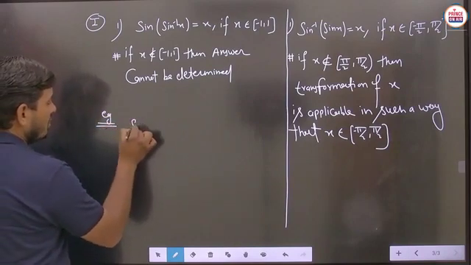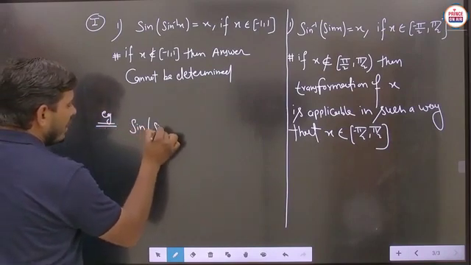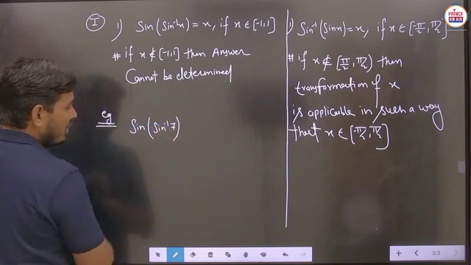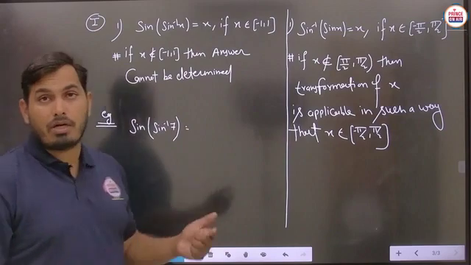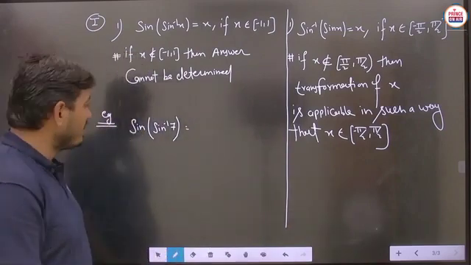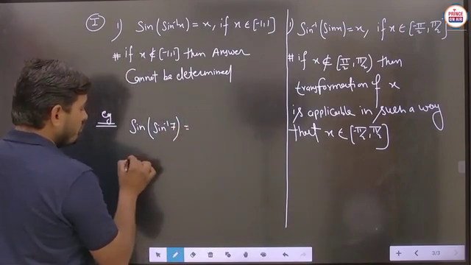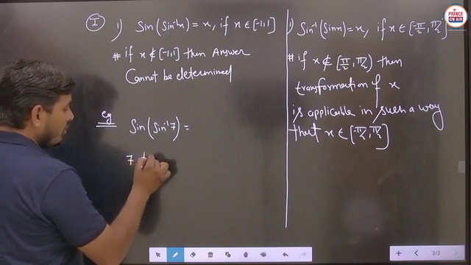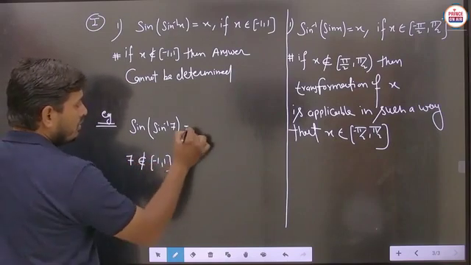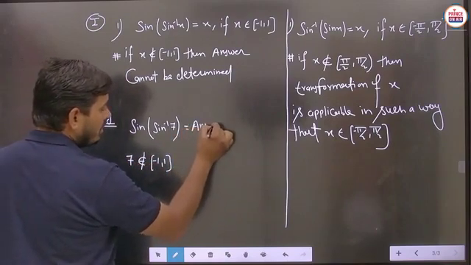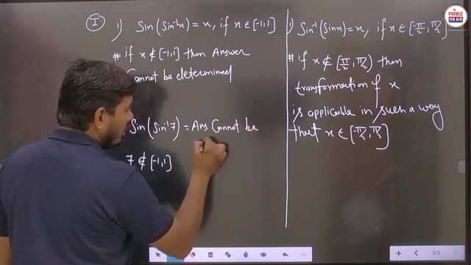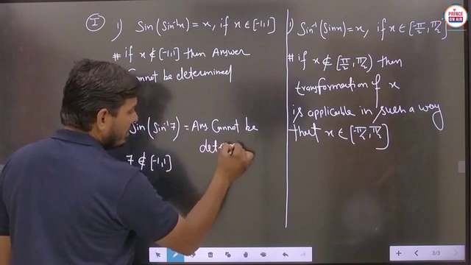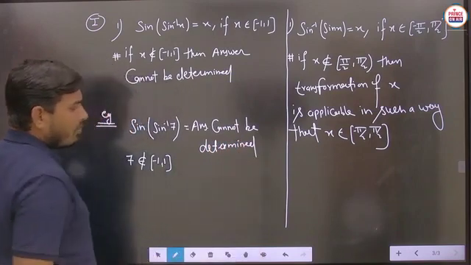Suppose here it is to be written as sine inverse 7. Then definitely, student, you can say that this particular answer cannot be determined, because this 7 does not belong to minus 1 to plus 1. So you can say that the answer cannot be determined. Is it clear? So such types of answers cannot be determined in this case.